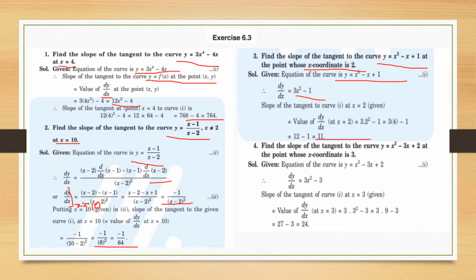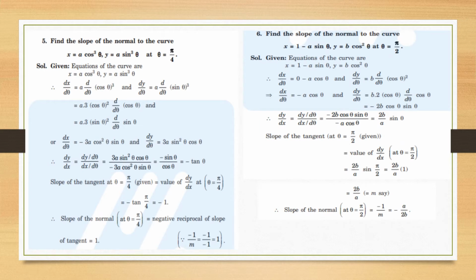Now 4 is find the slope of tangent to the curve at the point whose x coordinate is 3. So this is the derivative, and slope of tangent is your dy by dx at x equal to 3, that is 24. Number 5 is find the slope of normal to the curve.